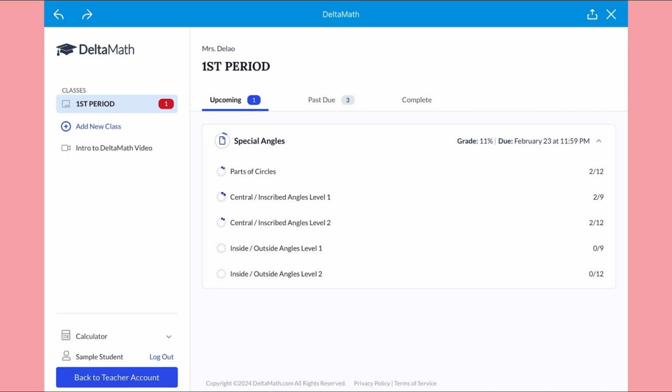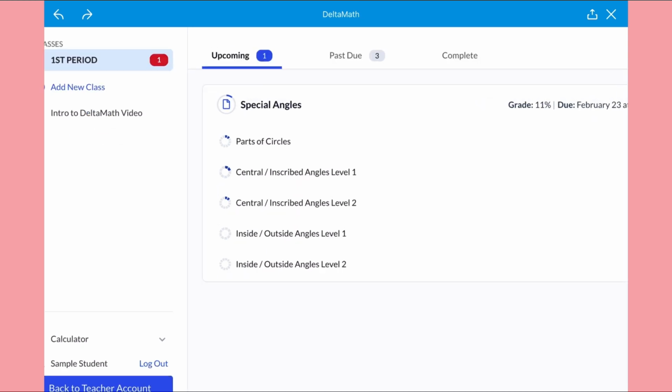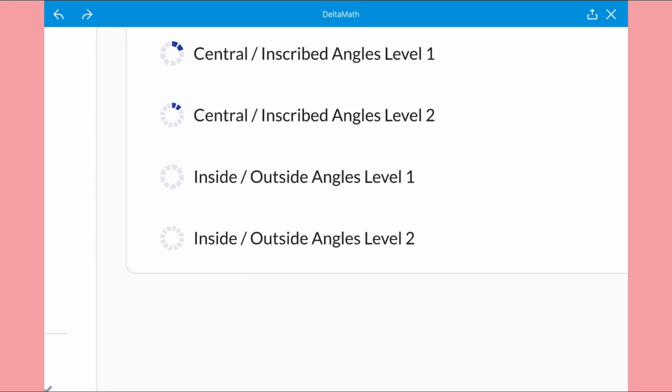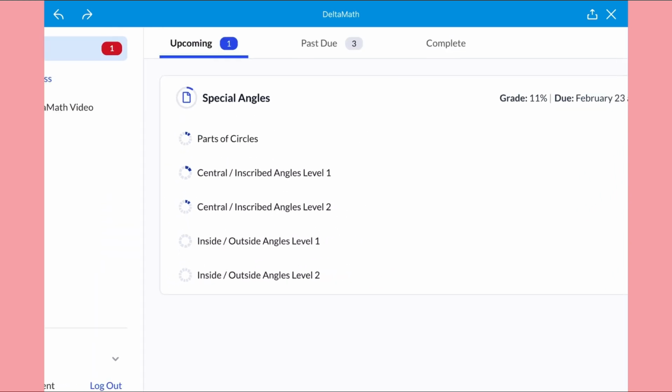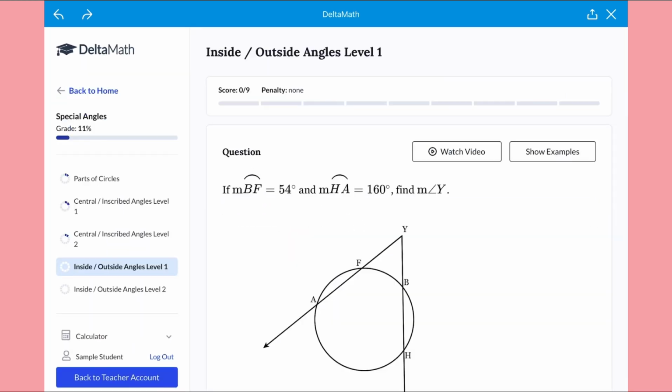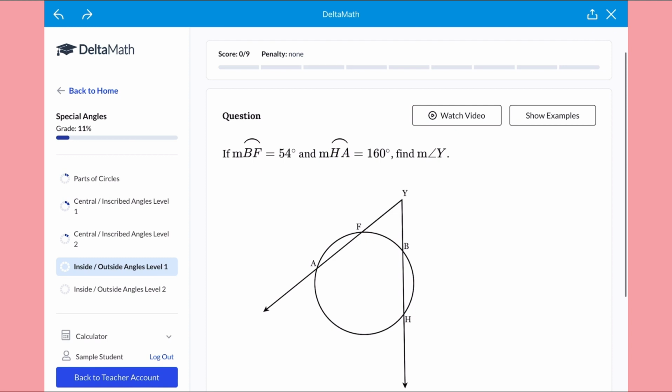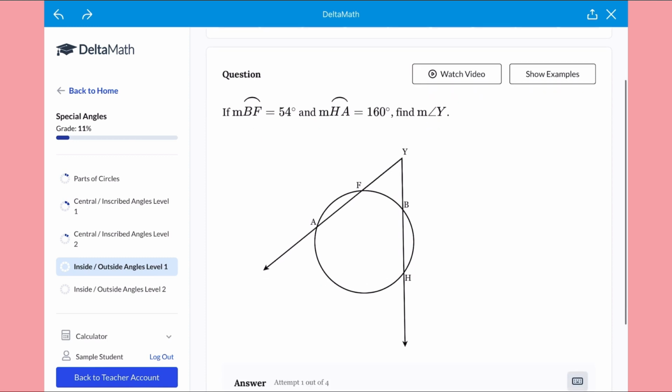I'm going to go over a few of the last two sections for inside and outside angles, level 1 and level 2. Okay, starting with level 1, let me take a screenshot.